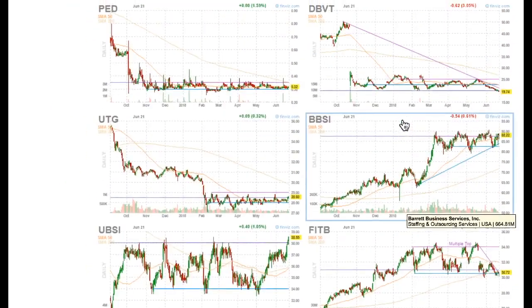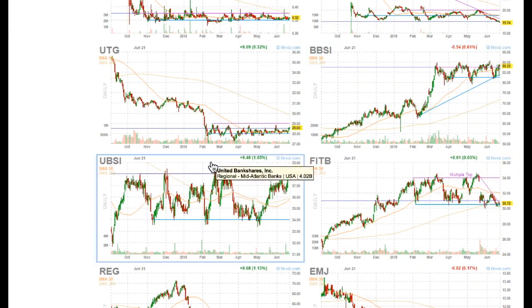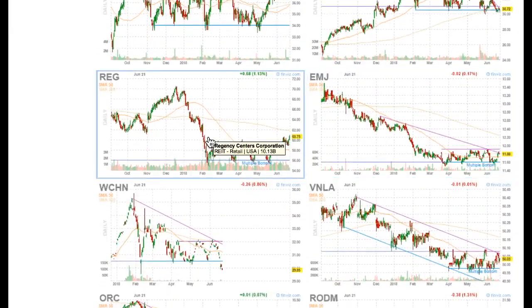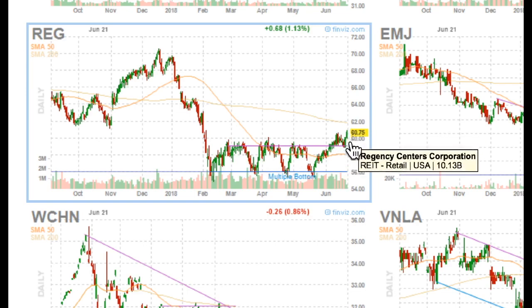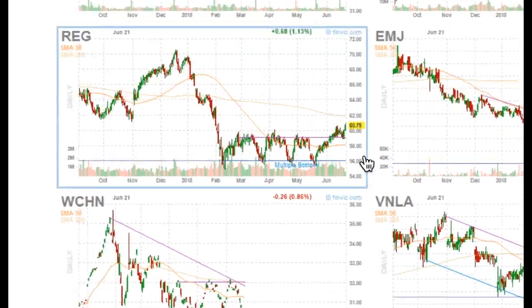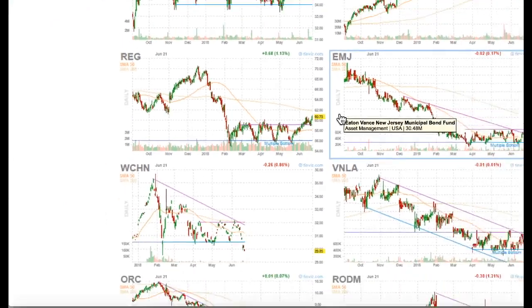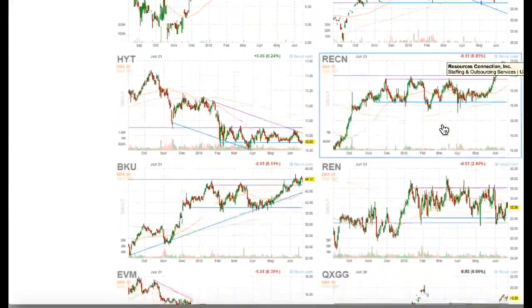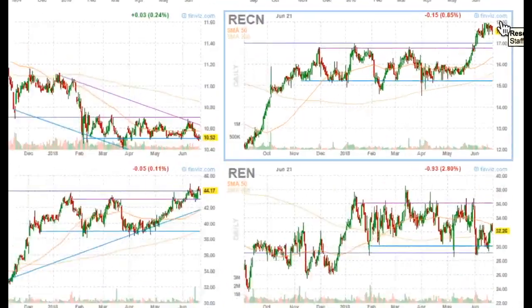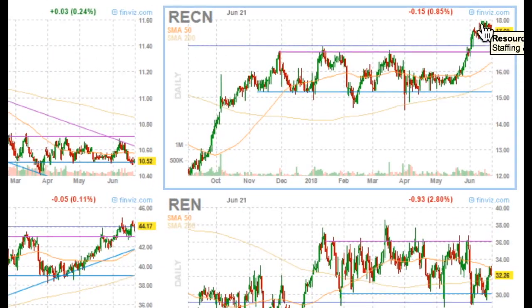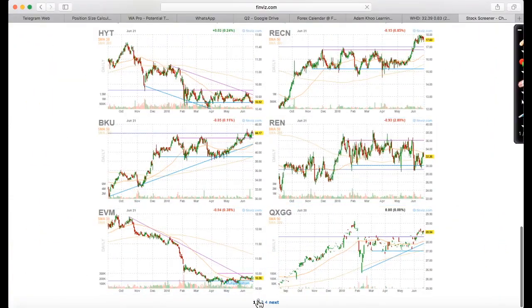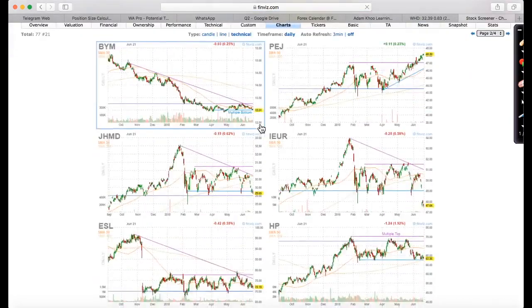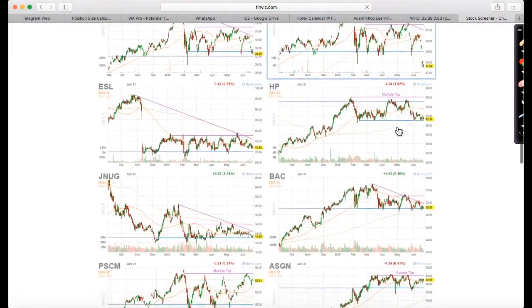So you've got BBSI, you've got UBSI, REG, right? This looks like it broke out, and it found support at the previous resistance, and it's going right now, right? So again, this looks like you've really missed the boat. It's really going up, okay? This was a breakout. You can see it broke out here and it's really run, right? So that's really missed the boat. So there you go. So every day, just go through these pages and look for an ideal situation when it's just breaking out of consolidation.